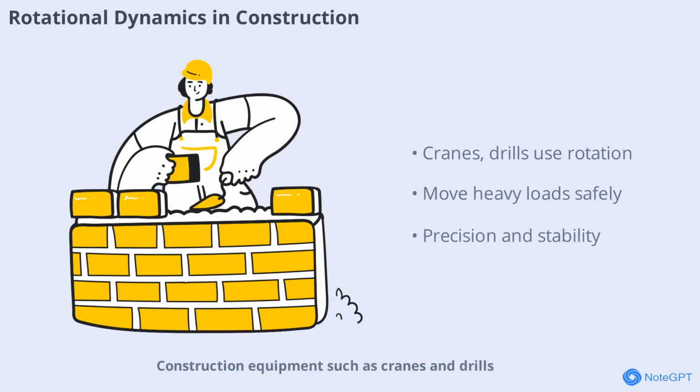Construction equipment, such as cranes and drills, uses rotational dynamics to lift, move, and shape materials. Understanding how torque and moment of inertia affect these machines helps engineers design safer and more efficient construction processes. Rotational dynamics ensures that heavy loads can be moved with precision and stability.